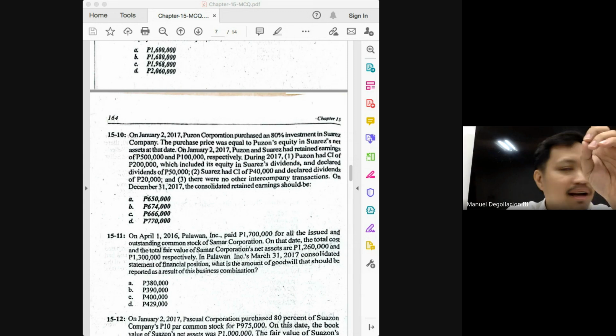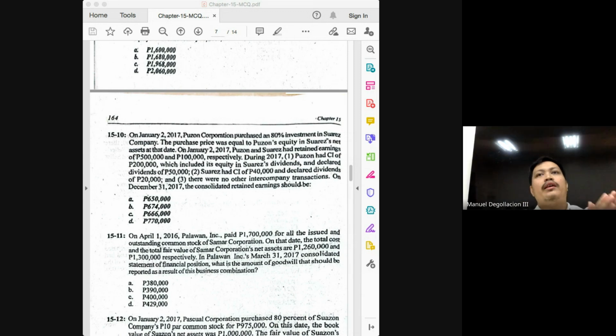But let's add another question, class. In the separate financial statements of the parent, how much will be its retained earnings? In the separate balance sheet of the parent, how much will be its ending retained earnings? And again, how do you compute for ending RE? Beginning RE plus profit minus loss and minus dividends.